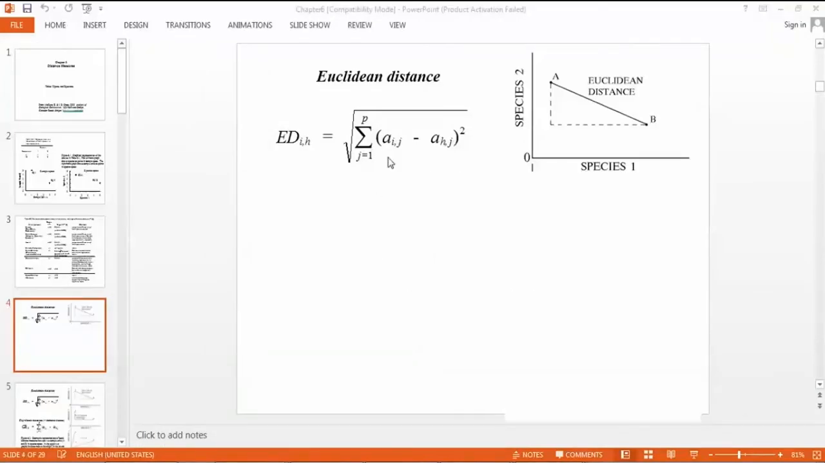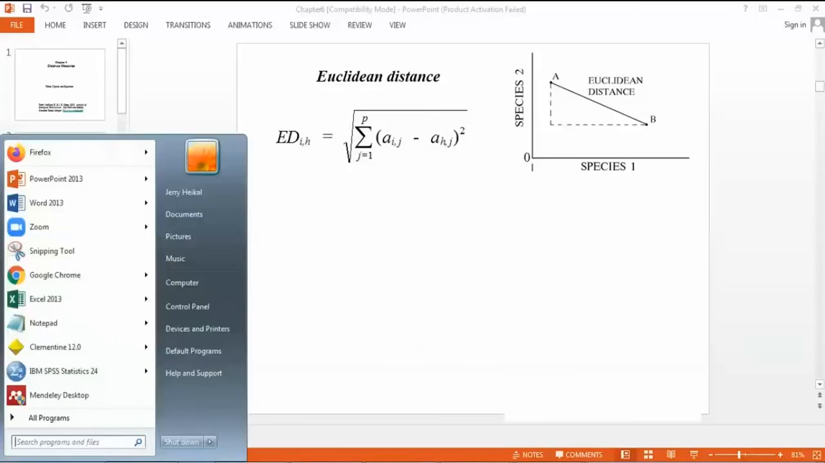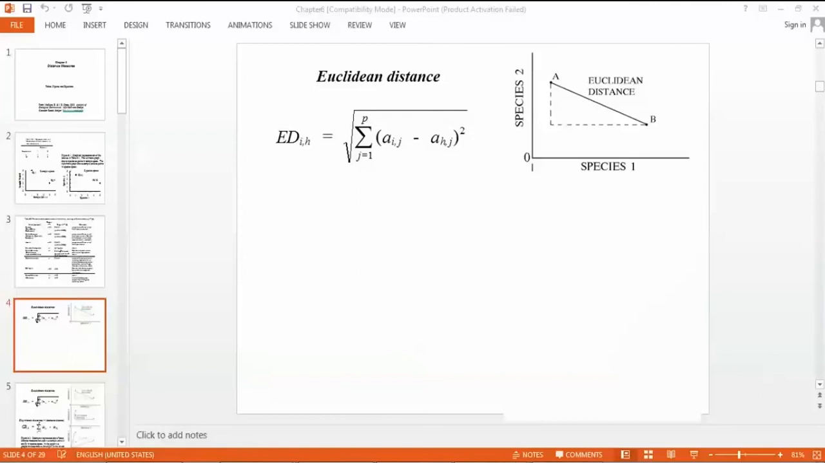Okay, Euclidean distance. How to calculate the Euclidean distance? Let's say this A coordinates is 1 and 2, and then B is 3 and 1. Let's put it in here, Excel.